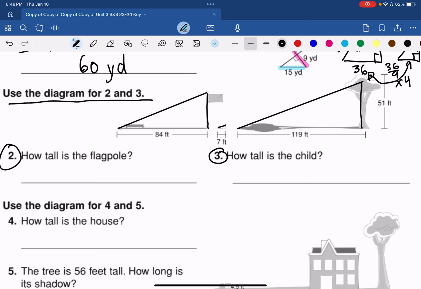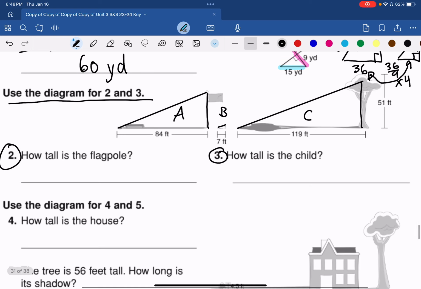Okay. It says how tall is the flagpole? Okay, well, which triangle should I compare it to? A, B, or C? I'm not sure. I know I need the flagpole, but is B going to help? I don't think so because I don't know how tall that thing is. So I think I need to use C, right? Let's use C.